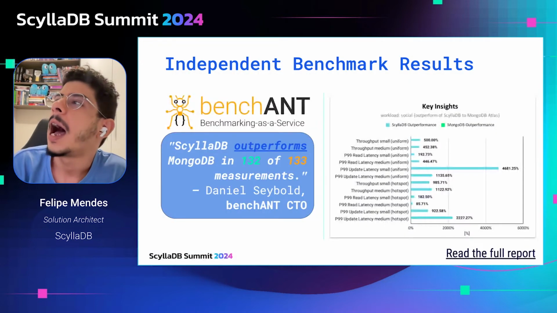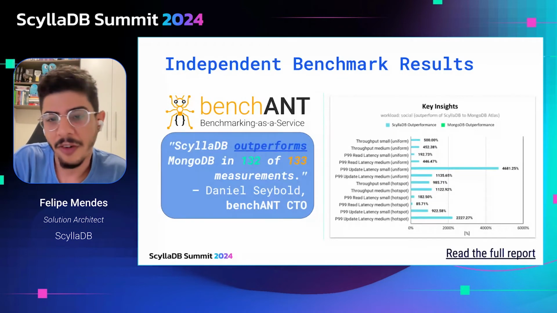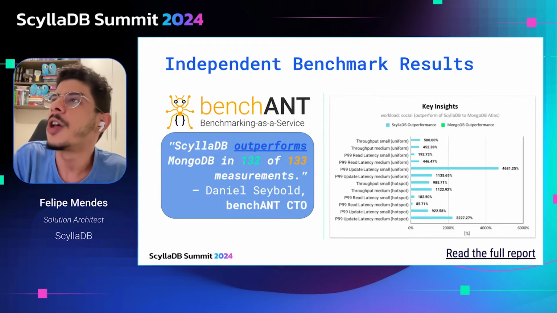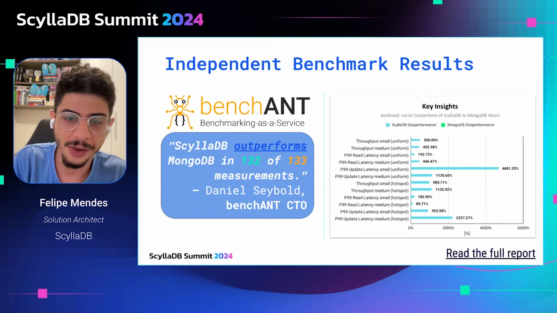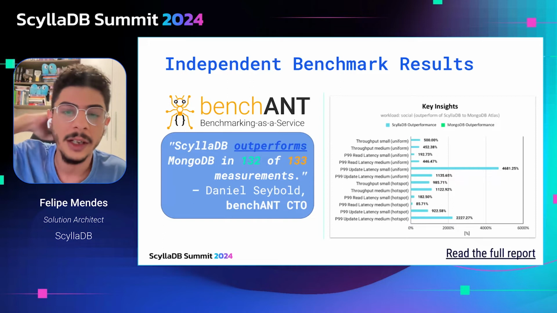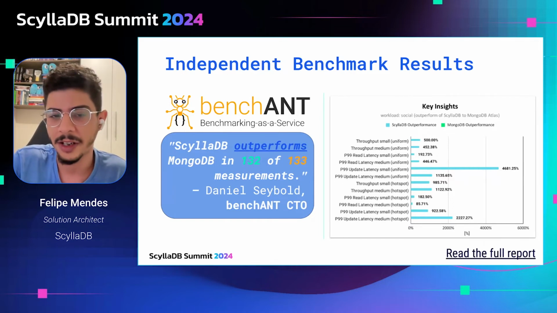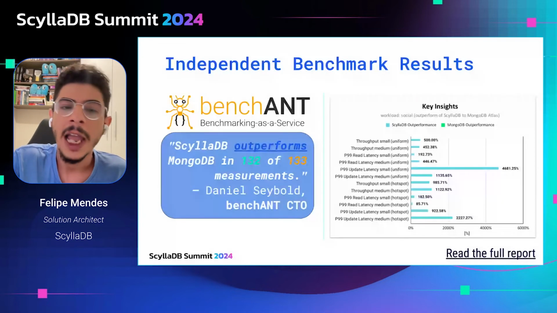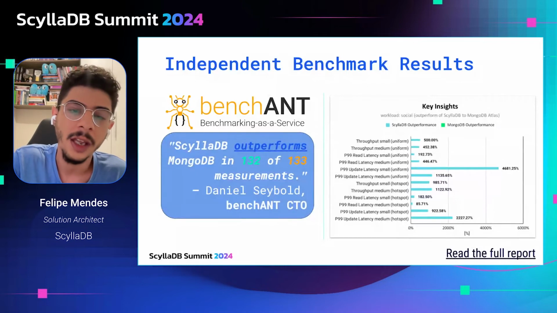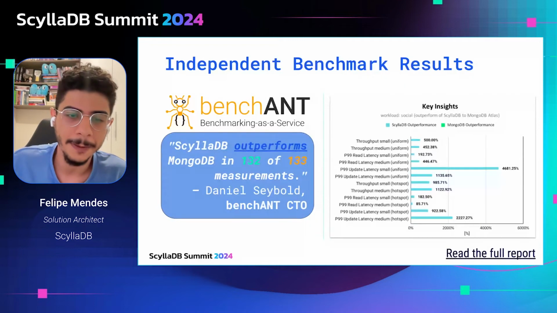Now, how does ScyllaDB compare with MongoDB? Does a performance-oriented architecture win over a flexible one? So Benchant went to seek those answers, and what Benchant did is that they ran a whole suite of tests over distinct workloads and access patterns comparing both databases. As a result of their testing, ScyllaDB outperformed MongoDB in 132 out of 133 measurements.